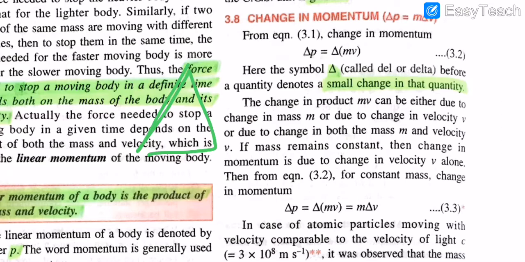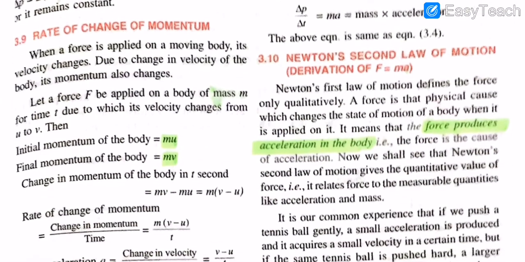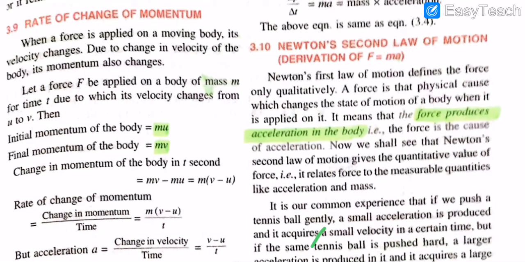Okay, now let's move on to the rate of change of momentum. So the second section of this chapter talks about not only the linear momentum but also Newton's second law of motion. So we are going to talk about both. Starting off with the rate of change of momentum, when a force is applied on a moving body, its velocity changes. Due to the change in velocity of the body, its momentum also changes. Let a force F be applied on a body of mass m for time t, due to which its velocity changes from u to v. Initial momentum will be mu and final momentum will be mv.